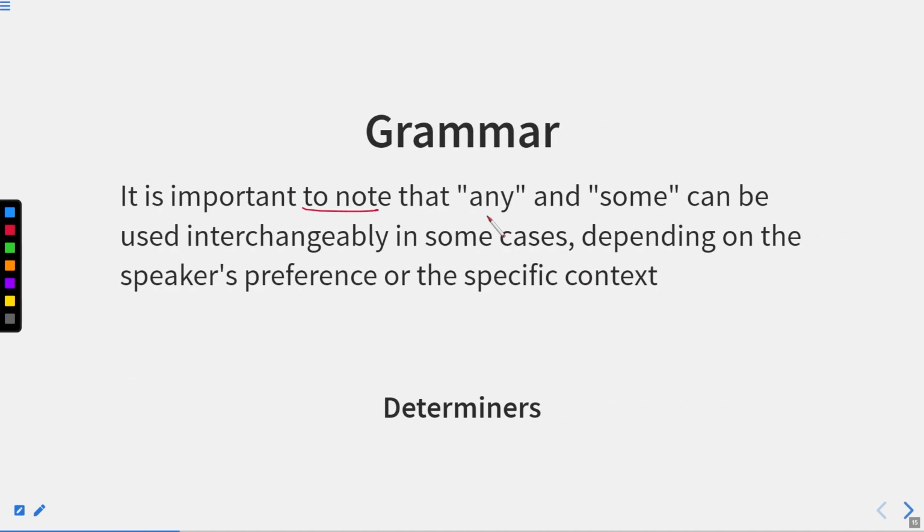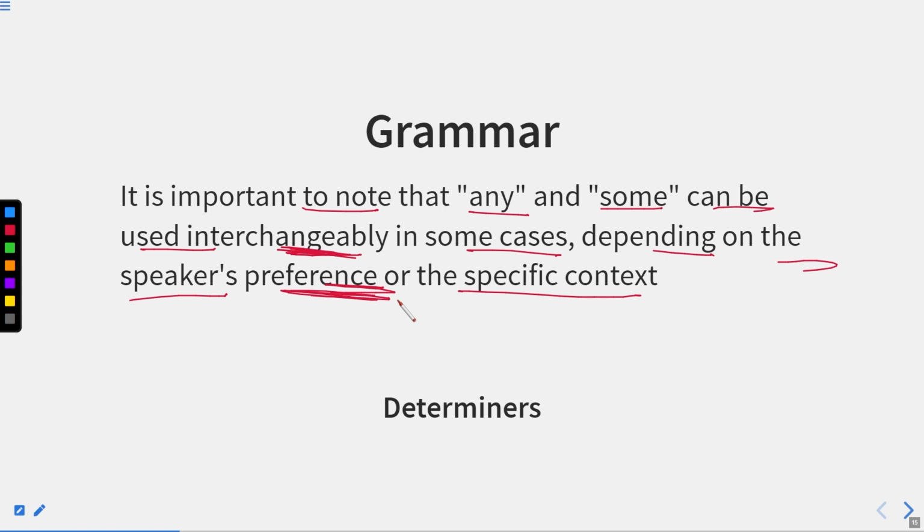It is important to note that any and some can be used interchangeably. Now, this is very important. They can be used interchangeably in some cases depending on the speaker's preference or the specific context. Preference means expecting answer. What if I am asking any question? It is my choice whether I want him to say yes or no, and as per my requirement, as per my expectation, I will use some or any.